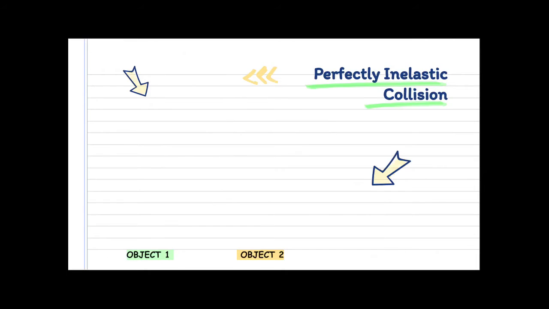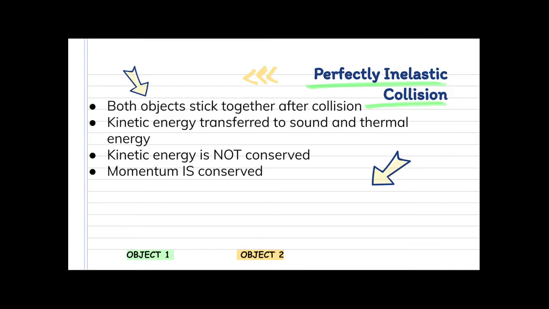Okay, moving on to perfectly inelastic collision: this is when both objects stick together after collision, and kinetic energy is transferred to sound and thermal energy. This can be shown when two balls are going towards each other and make a clicking sound as they collide, and both stand still. Kinetic energy is not conserved in perfectly inelastic collision, but momentum is conserved.